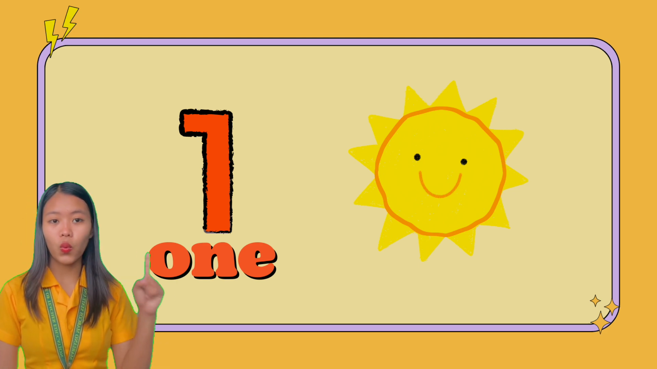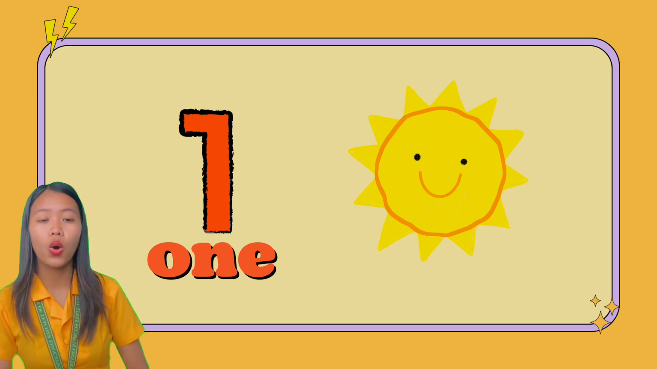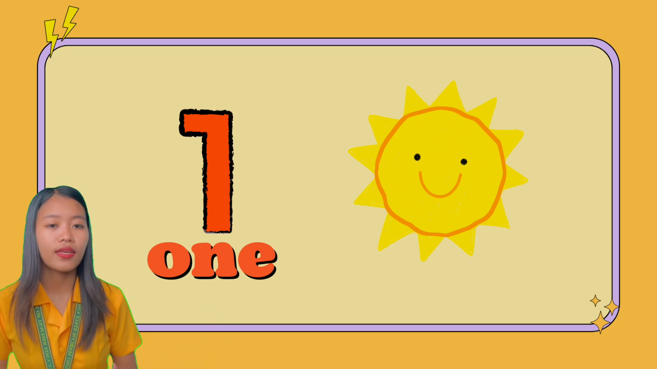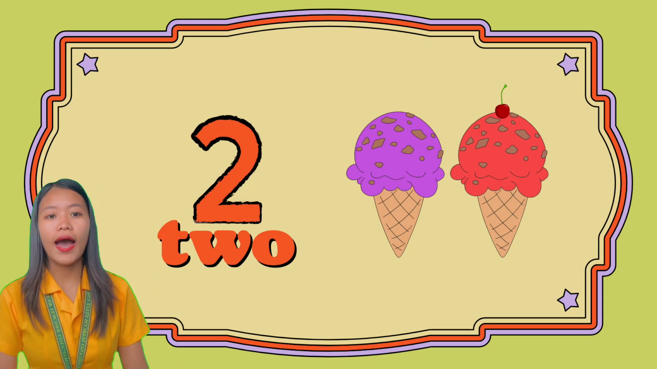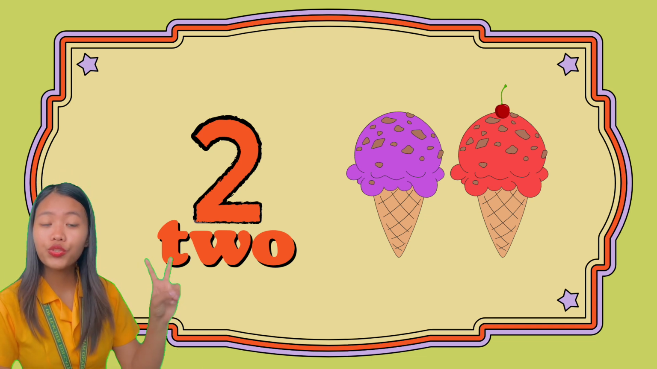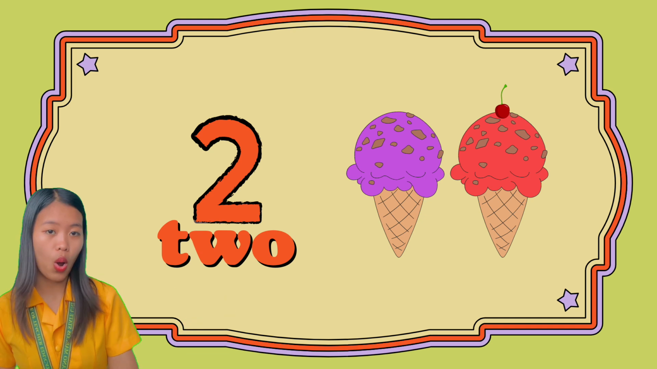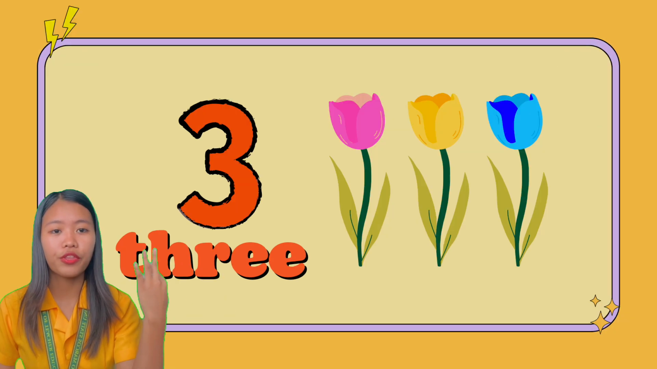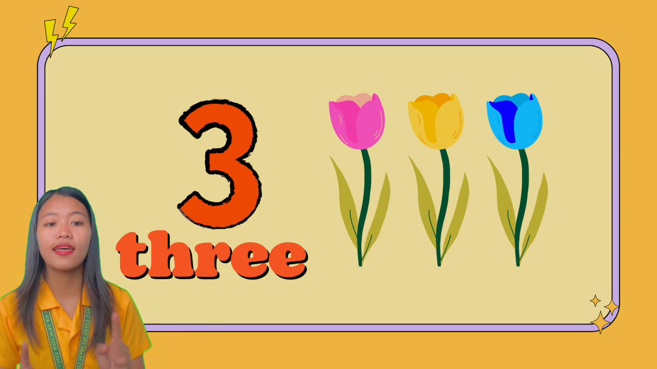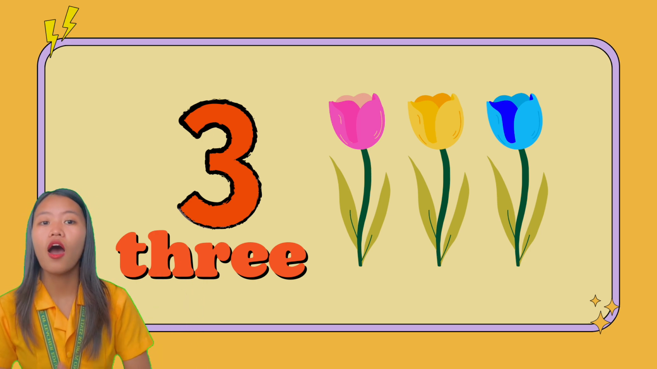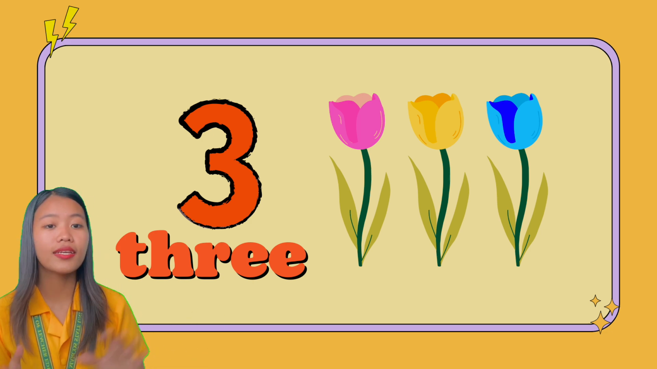First is 1. 1 sun. 1 is spelled out as O-N-E. Number 2, I have 2 ice cream. 2 is T-W-O. Number 3, 3 flowers. Spelled out, it is T-H-R-E-E.